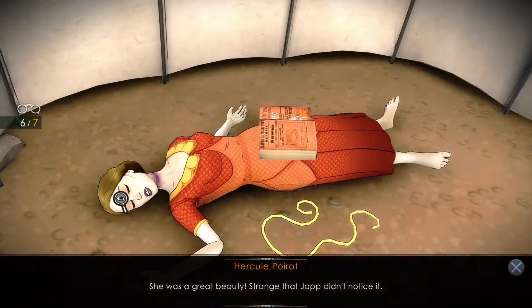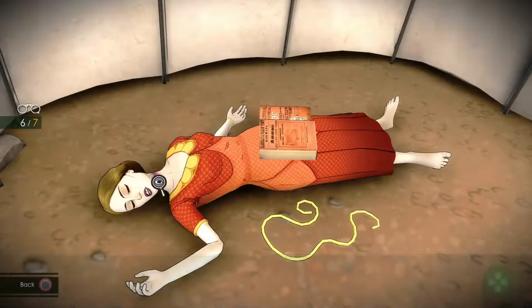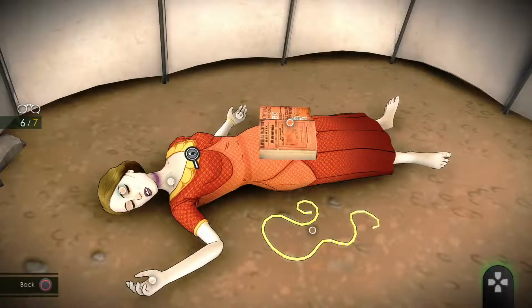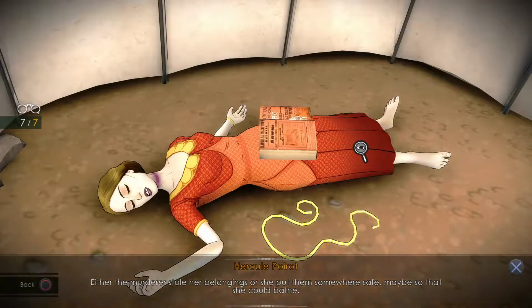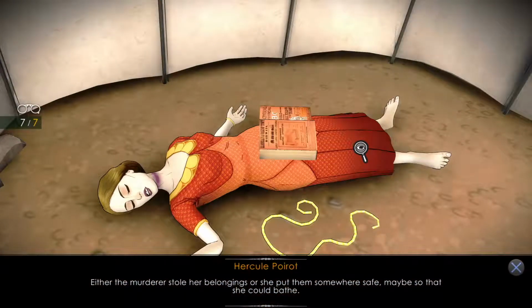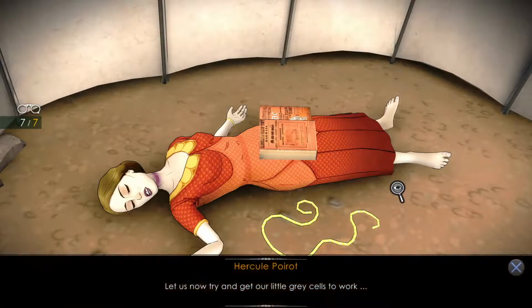She was a great beauty. Strange that chap didn't notice it. Maybe. The young woman wasn't wearing shoes or a coat, and was not carrying a bag. That's strange. Either the murderer stole her belongings, or she'd put them somewhere safe. Maybe so that she could bathe. Let us now try and get our brain cells to work. Definitely.